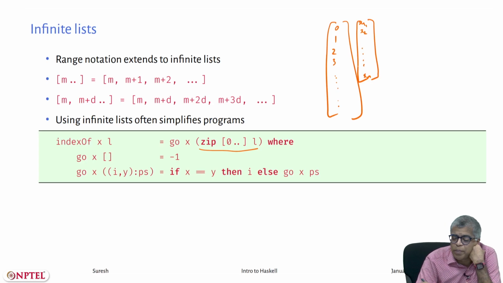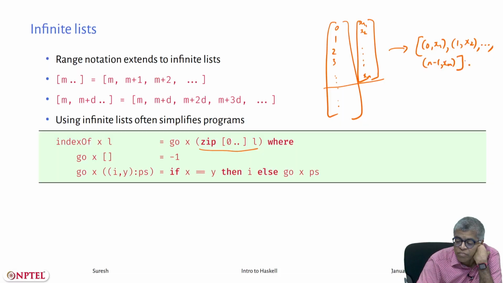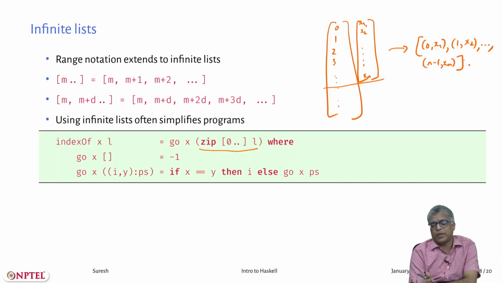But the beauty of zip is that it will cut off this thing, right? So you will actually get 0 comma x1, 1 comma x2, dot dot dot, n minus 1 comma xn. I should have started the indices from 0, but it's okay. So you don't need to specify length or whatever.